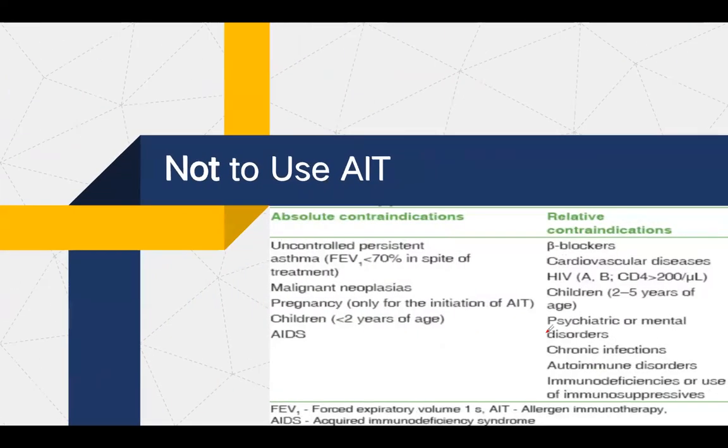When should we not use allergen immunotherapy? If there are certain absolute contraindications, like the patient is suffering from uncontrolled persistent asthma, with FEV1 less than 70% in spite of treatment, then we should not use it. Also if the patient is suffering from some malignancy. Generally, pregnancy is a very tricky thing.